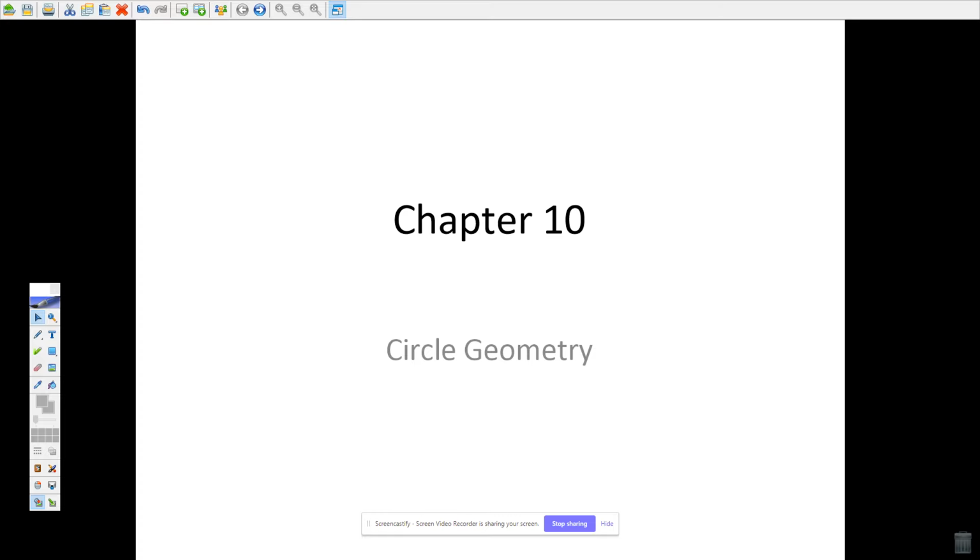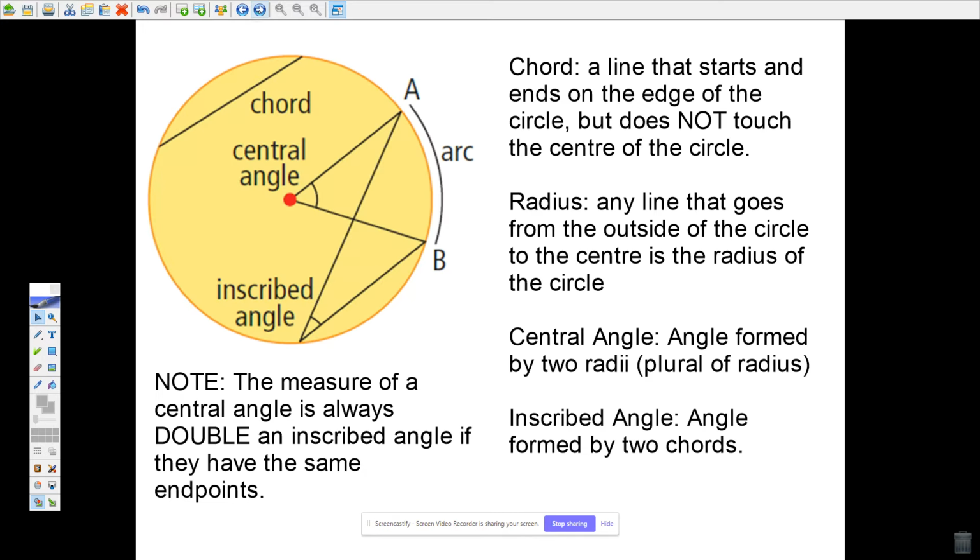Good afternoon, everyone, and welcome to Chapter 10, Circle Geometry. This will probably be a two-part video, just because the videos can only be 5 minutes long. So I don't want to rush through and miss anything. There are three or four definitions that are very important to know when we're dealing with circle geometry.